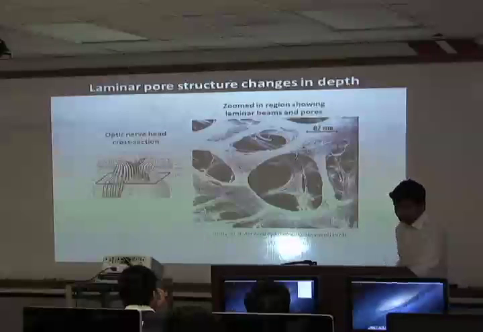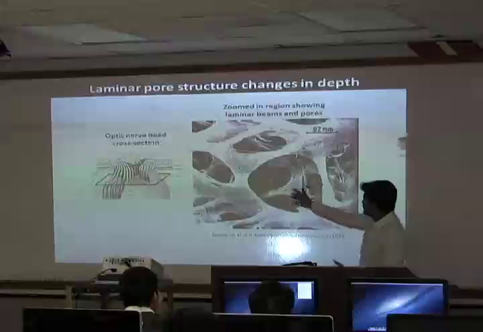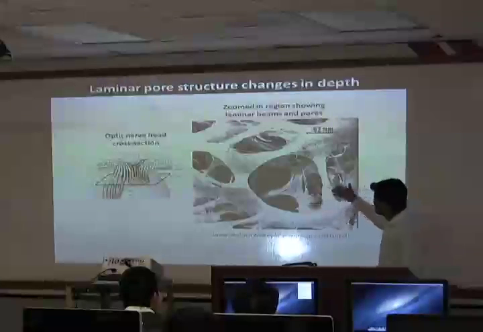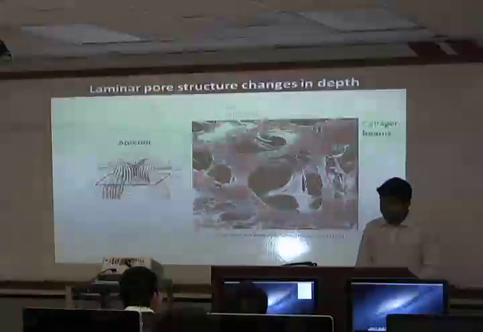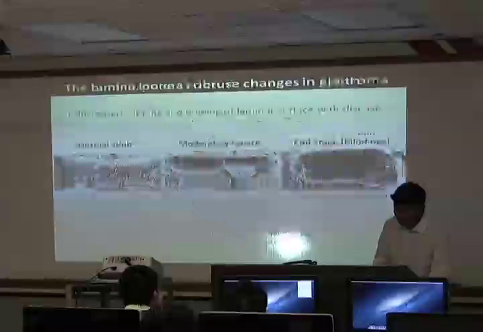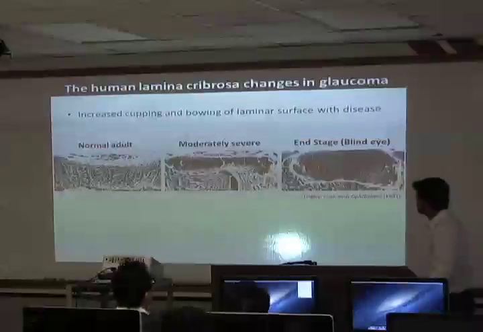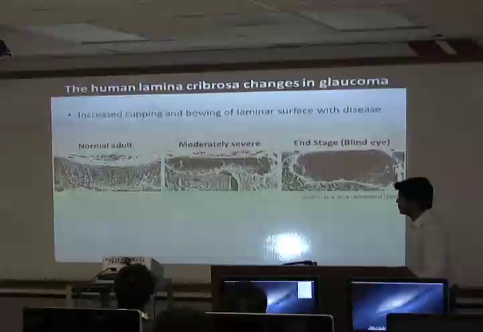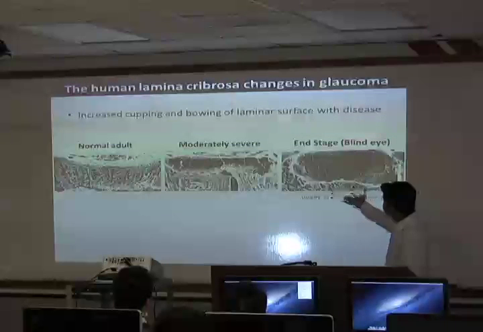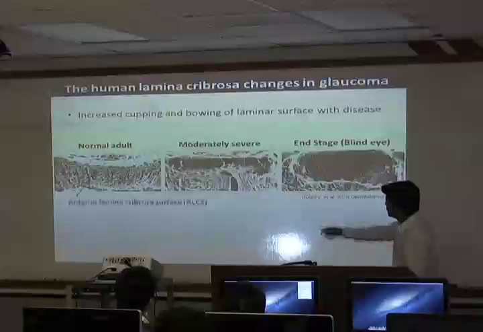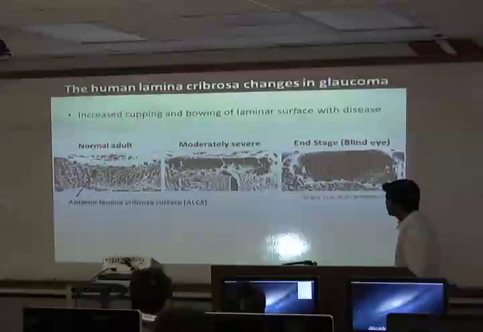In reality, the lamina cribrosa is not perfectly tubular, but as you go deeper into the optic nerve head, the core structure changes. So how does the lamina cribrosa look in humans with glaucoma? Previously, it was shown that there is increased cupping and bowing of the surface with progression of disease, as you can see in these cross-section images.